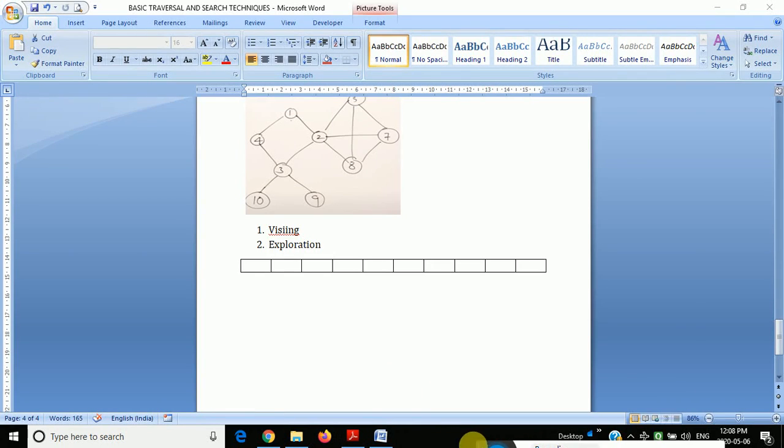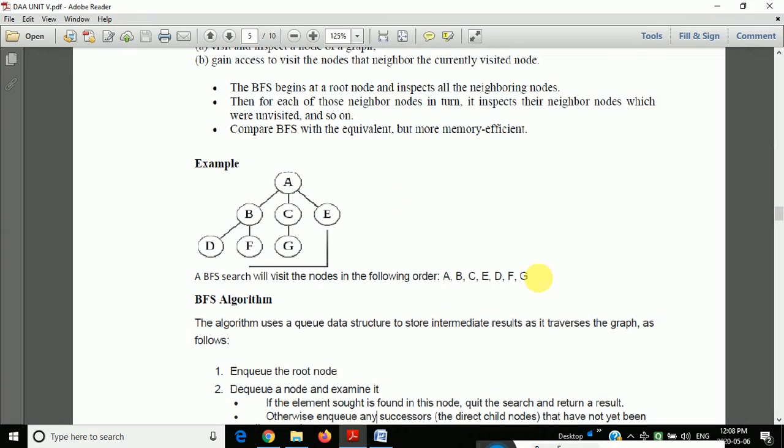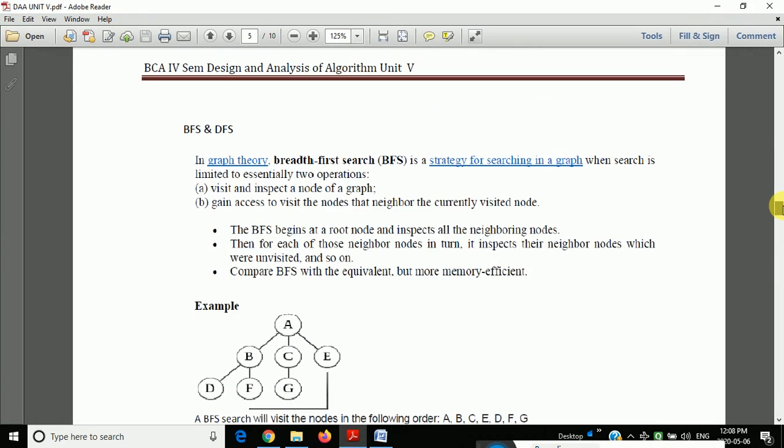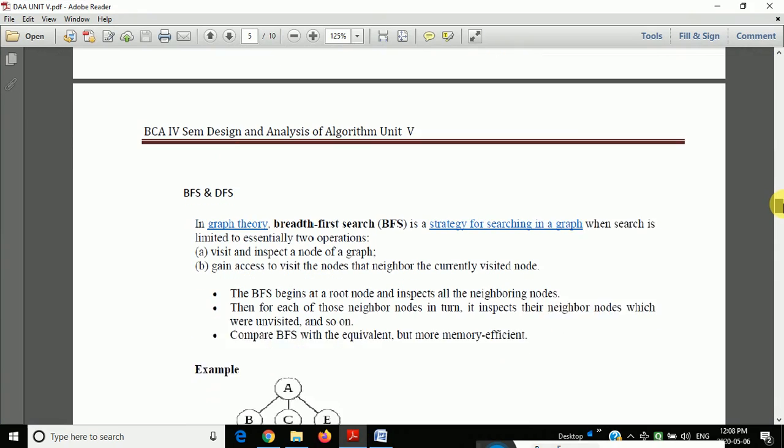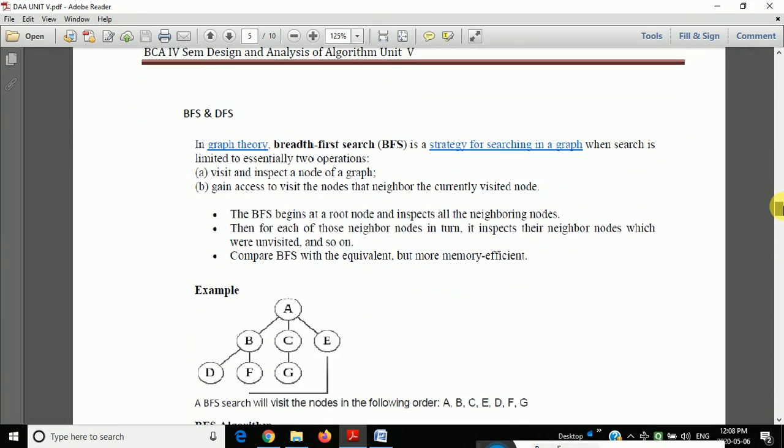Hello everyone. So today I'm going to explain to you about breadth first search and depth first search, BFS and DFS. It is a graph where search is limited and two operations are there.